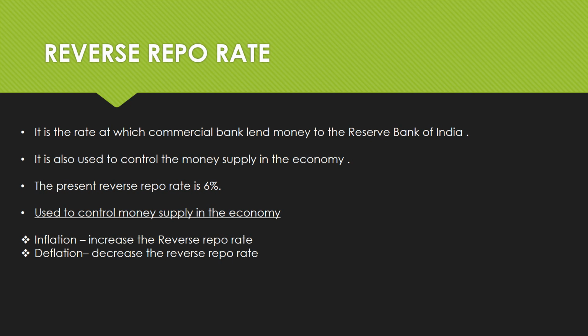And if there is deflation, the Reserve Bank of India decreases the reverse repo rate. Okay. And that demotivates the commercial banks from providing loans to the Reserve Bank of India. And there is more money with the commercial banks to provide as credit or loans to the public, which increases the money supply in the economy. Is it clear? And if it's not clear, please comment and I will try to explain it in a better way.